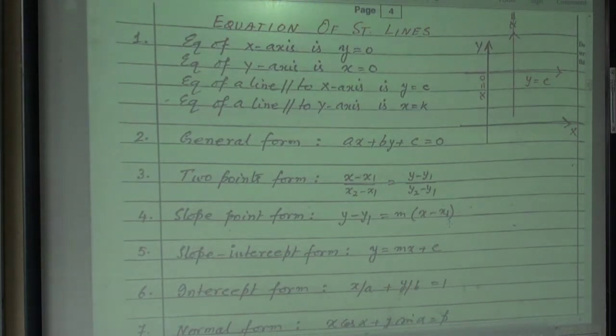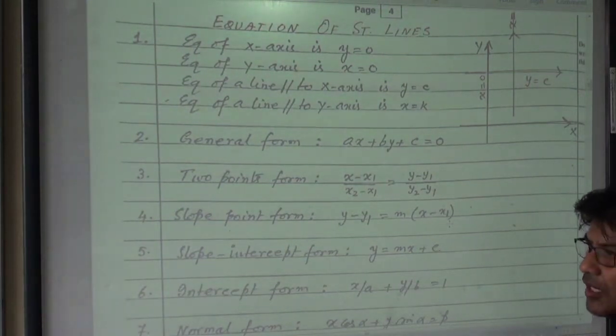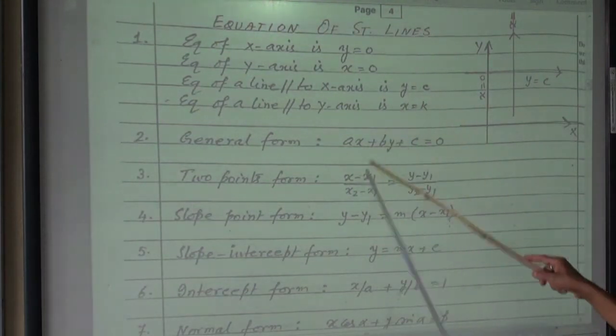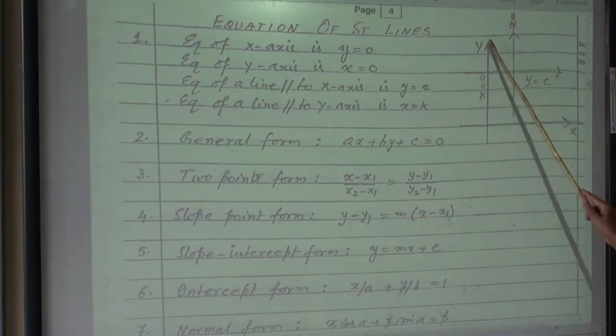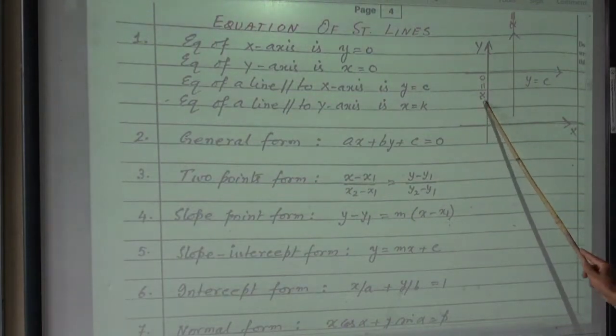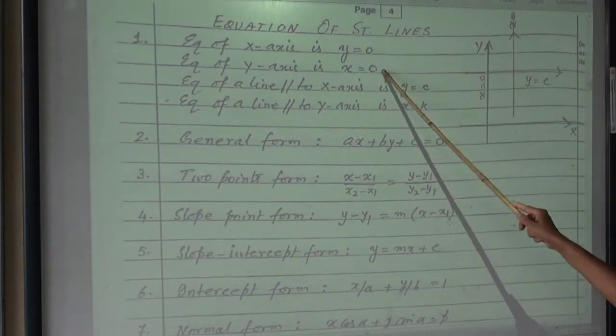Next is this. This is the chapter you have in your syllabus, and we have done a little bit of straight line in class 10 also. So you have to learn it thoroughly here. From the beginning I have written, this is the x-axis, this is the y-axis. The x-axis is a straight line, the y-axis is also a straight line. The equation of the x-axis is y is equal to 0. This line's equation is x is equal to 0.